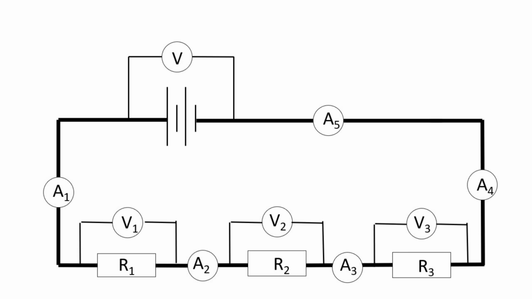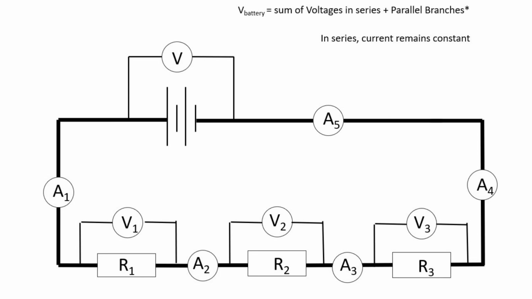So let's have a look here now, and let's remember the rules that we've learned so far. What we can say is that the voltage of the battery, which is V in the circuit, is the sum of all of the voltages in series. So this circuit is all in series.